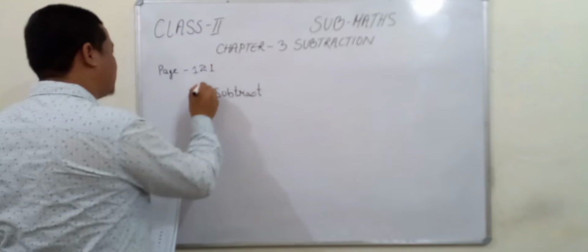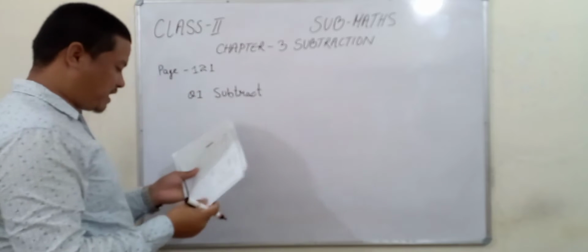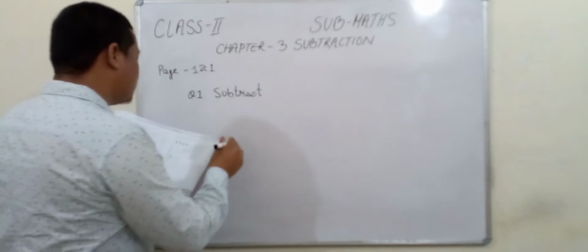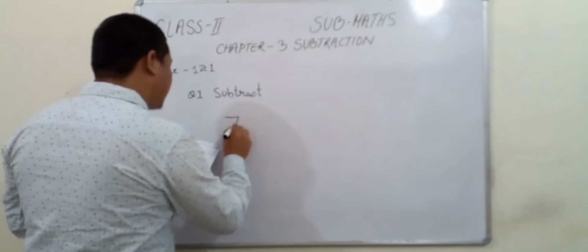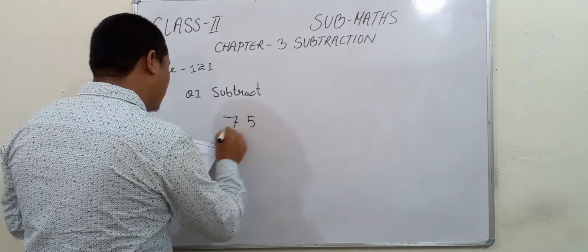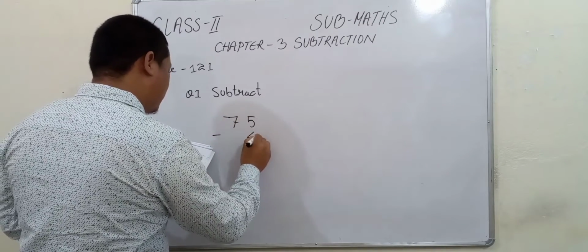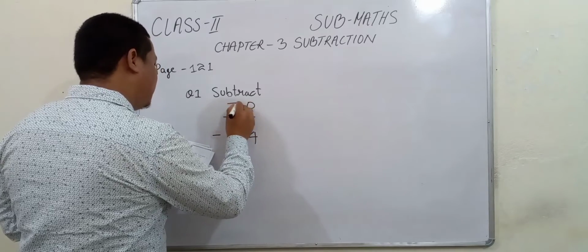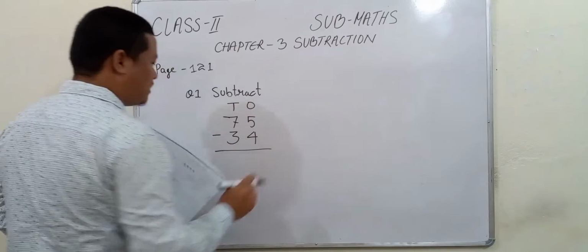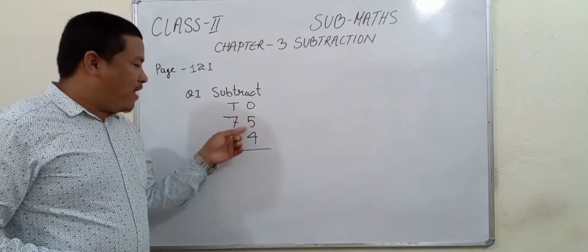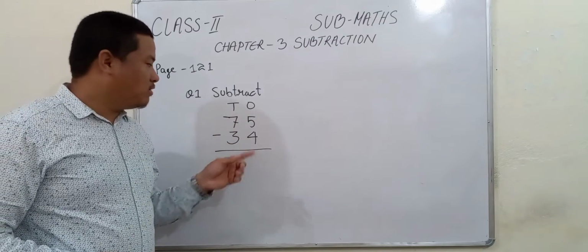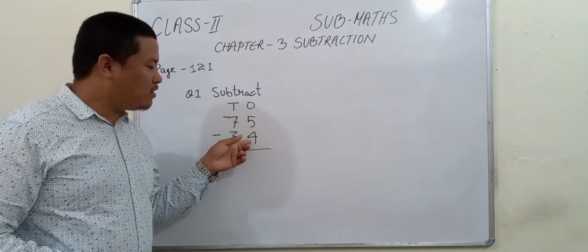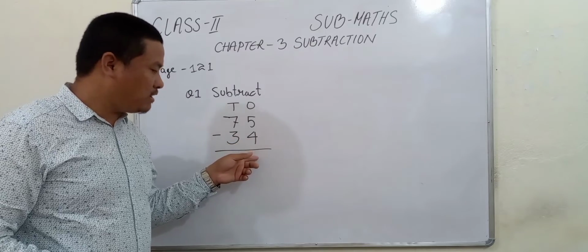121. Question number 1. Subtract. Look, 75 minus 43. O means ones, T means tens. Okay. 5 minus 4. How much? From 5, just take out 4. And how much do you get? You have to write it here.